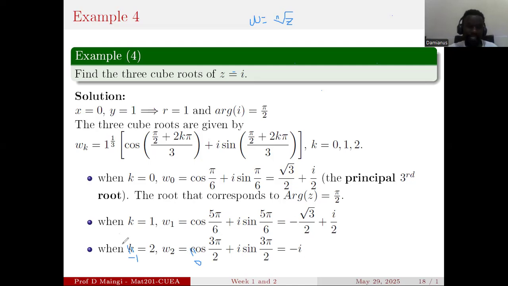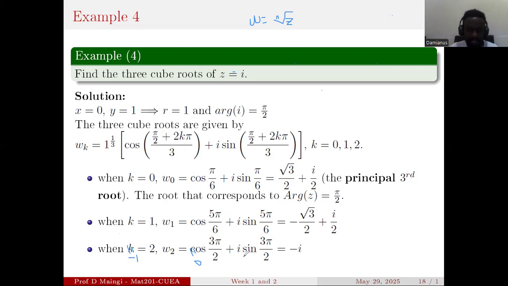And lastly, when k is 2, you just have cosine of pi over 2 plus 2 times 2 pi over 3. Is that something like that, or am I wrong here? So k is 1, 2. So when k is 2, this is 4, 5, 6. Anyway, I hope I didn't make mistakes. So this is w_2, which is cos 3 pi over 2. Why is it 3 pi over 2?